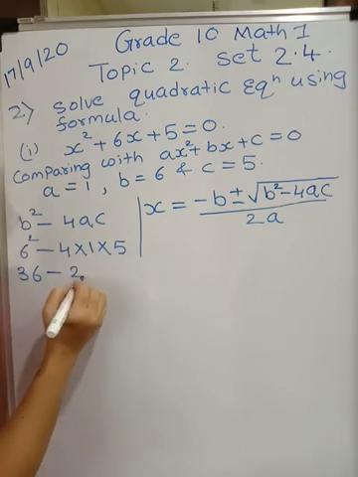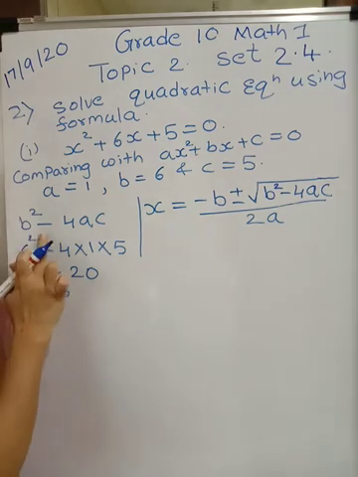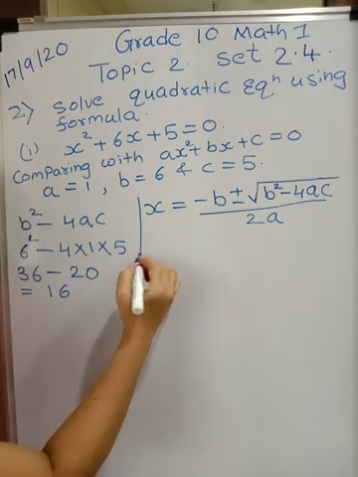20 into 1 is again 20. Now 36 minus 20 will give you 16. So my b square minus 4ac is 16. Now I am going to substitute it over here. So what will I get?